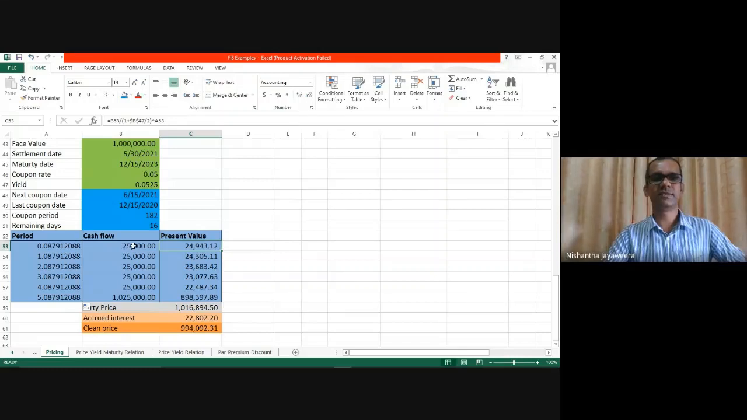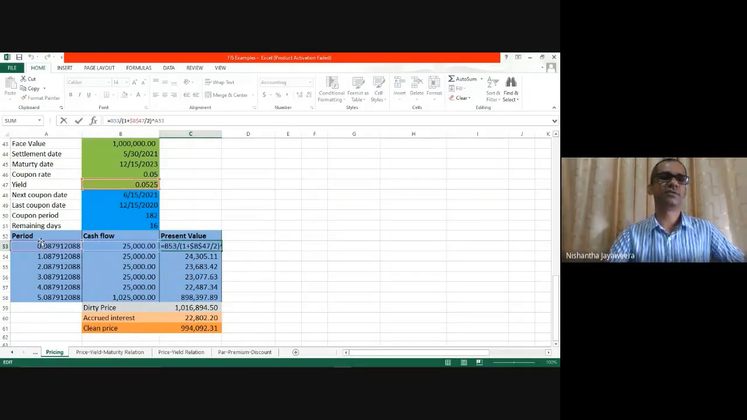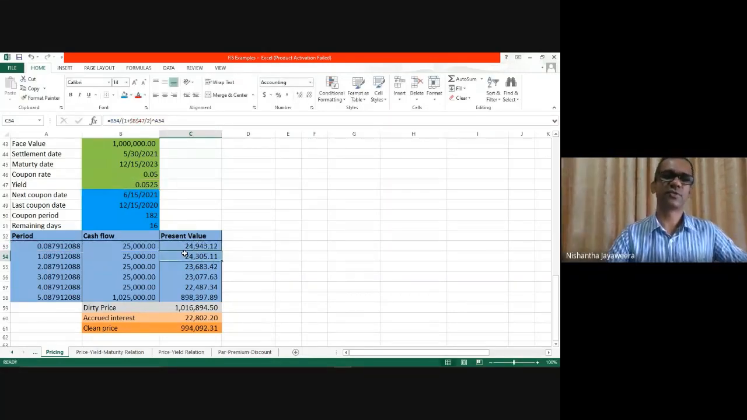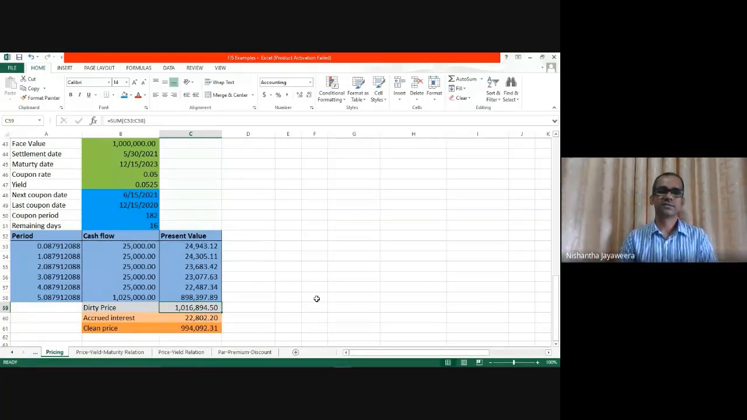25,000 divided by 1 plus yield. Yield is given here. Divide by 2. Why? This is semi-annual. And to the power of timing, A53. This is timing. So do the same for all cash flows and sum it.